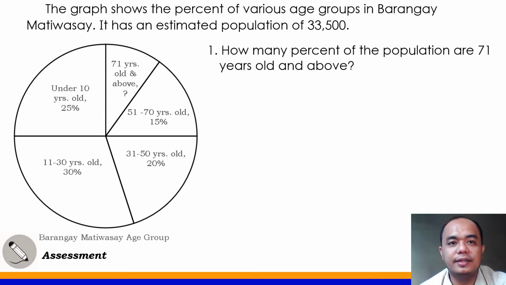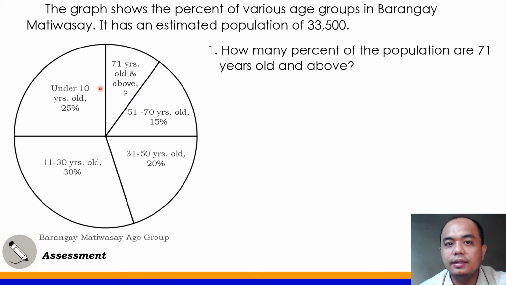Let's have the assessment. The graph shows the percent of various age groups in Barangay Matiwasay. It has an estimated population of 33,500. Question number 1. How many percent of populations are 71 years old and above? Hindi siya naka-reflect dito sa ating pie graph class, may question mark lang.